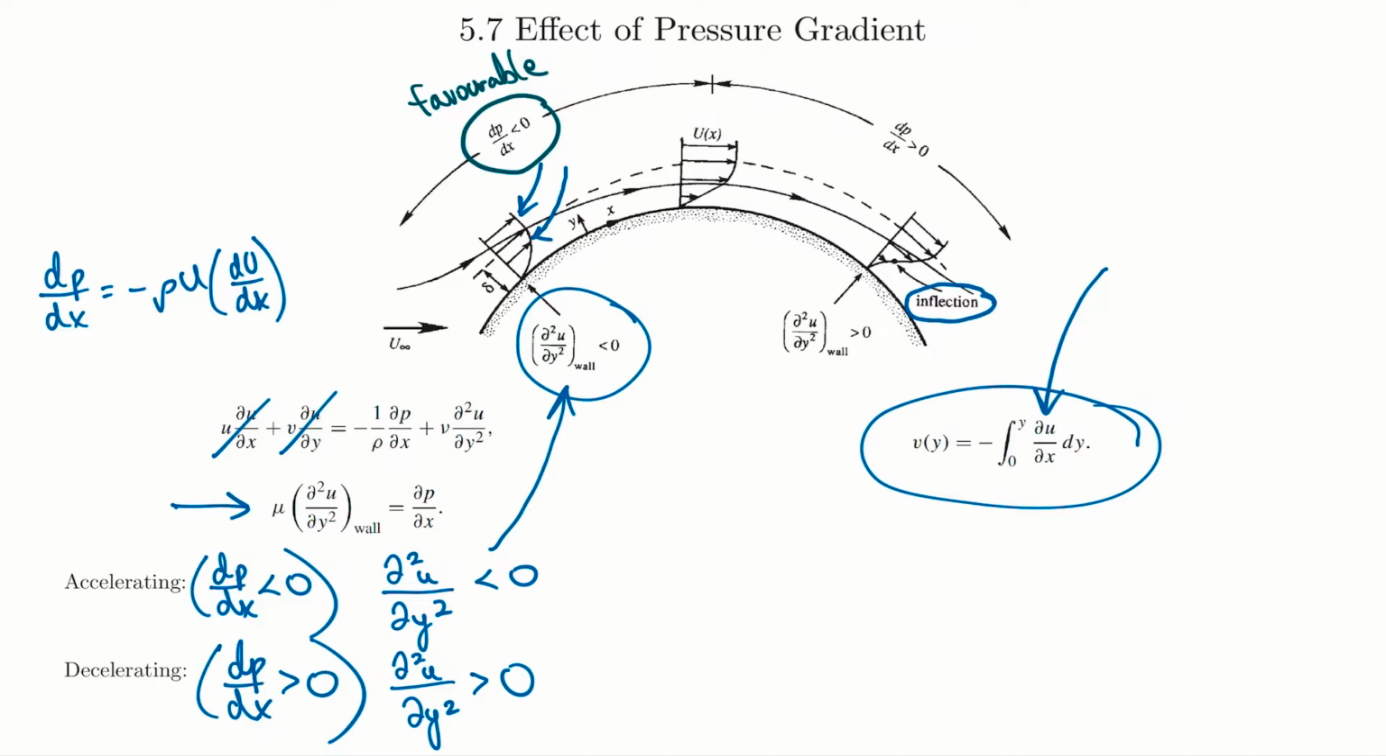When we have dp/dx greater than 0, we say that that's an adverse, or in other words, words that mean the same thing, like uphill, for example, pressure gradient. And that's because flows don't want to flow from a low pressure area to a high pressure area, right? So that's why we see deceleration when we have an adverse pressure gradient.